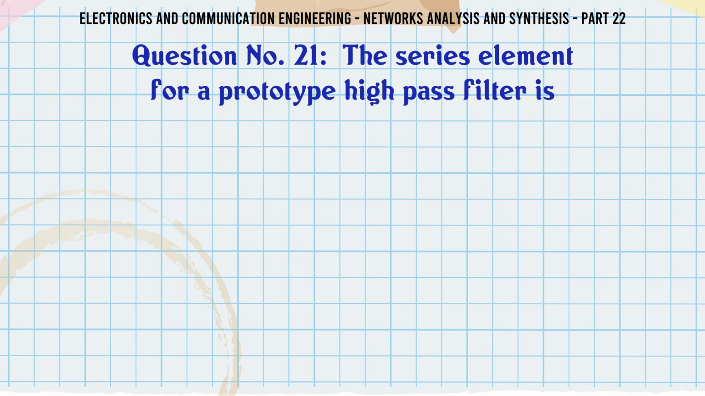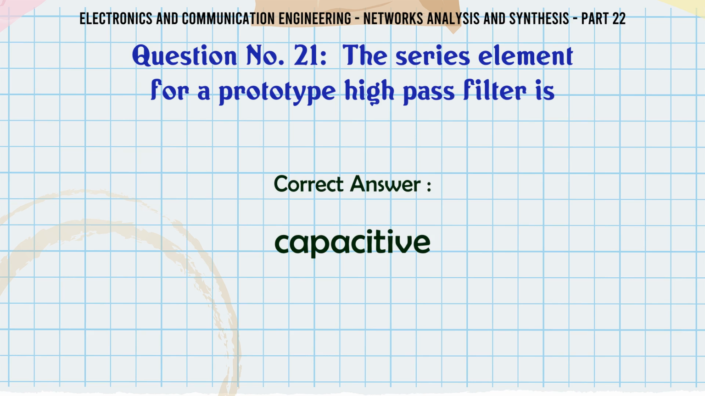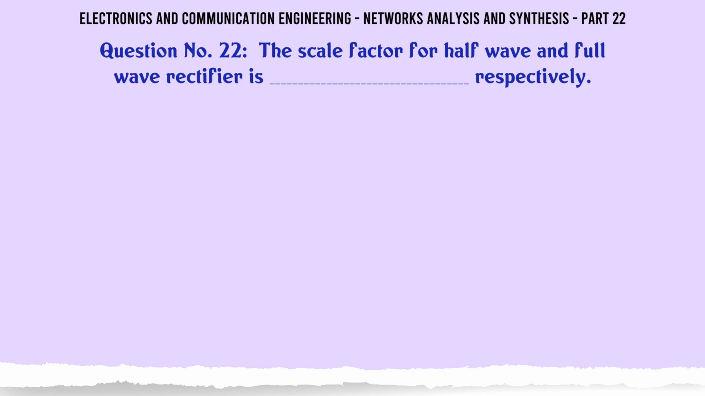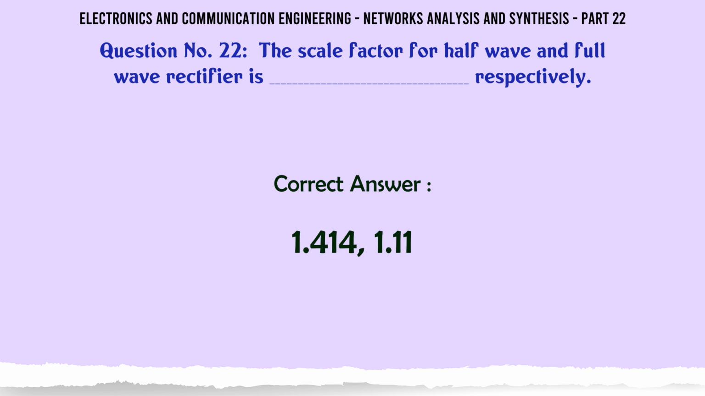The series element for a prototype high-pass filter is A. resistive, B. inductive, C. capacitive, D. combination of L and C. The correct answer is capacitive. The scale factor for half-wave and full-wave rectifier is respectively A. 1.11, 1.414, B. 1.11, 1.57, C. 1.57, 1.11, D. 1.414, 1.11. The correct answer is 1.414, 1.11.